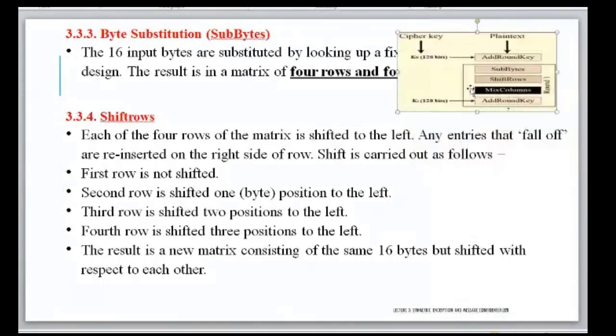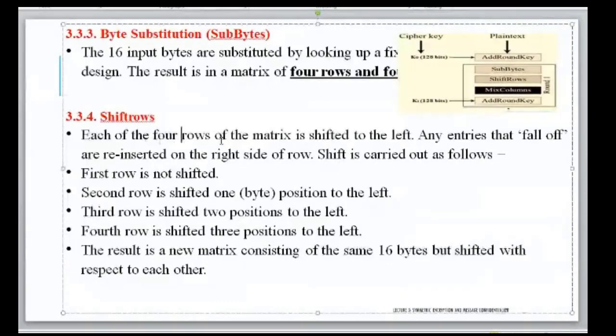Each of the 4 rows of the matrix is shifted to the left. It is going to shift the place, moving the bits to the left side. All entries that fall off are reinserted at the right side. That means shifting. For example, 1 0 1 0, this is 1 2 3 4, and I'm going to shift it.